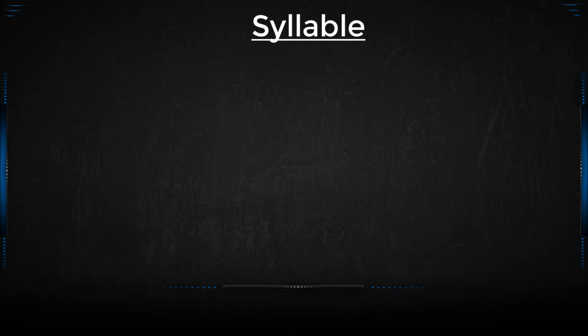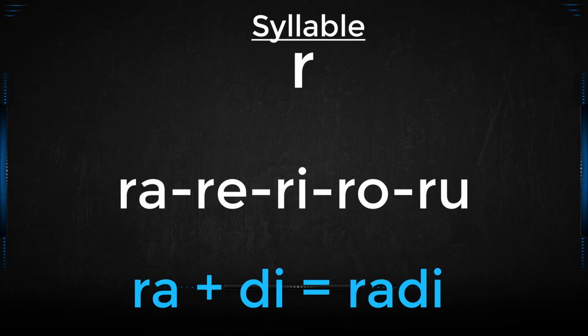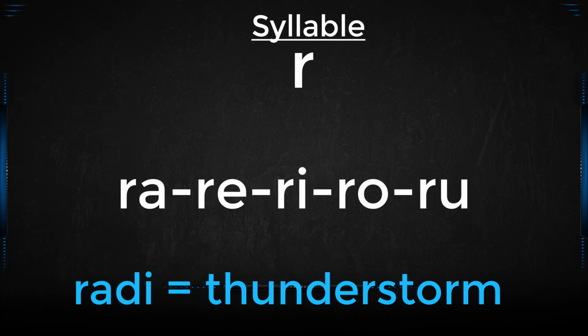The letter Q doesn't exist in Swahili, so we are going straight to letter R. With letter R we have R plus A, it forms the sound ra. So what we have is ra, re, ri, ro, ru. An example is if you take ra plus you remember di, we take di, it forms the sound radi. Radi is thunderstorm. It forms the word radio.